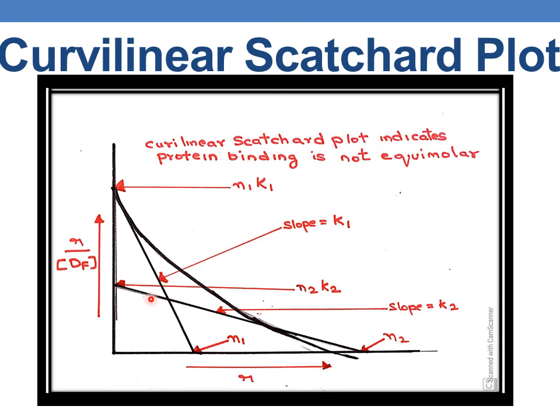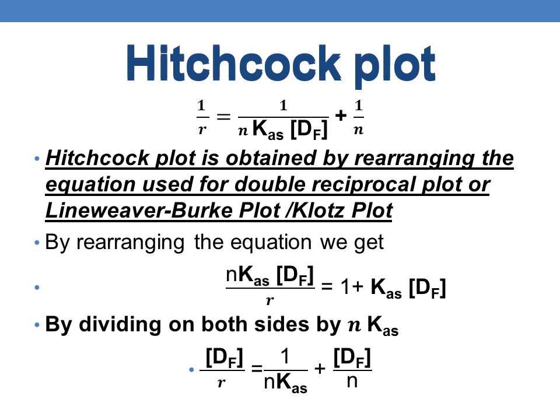And for line 2, the x-intercept is used to determine the number of binding sites on site 2, and the slope of the second line is used to determine K2. So this is the curvilinear Scatchard's plot of R/[Df] versus R. Now coming to Hitchcock's plot.